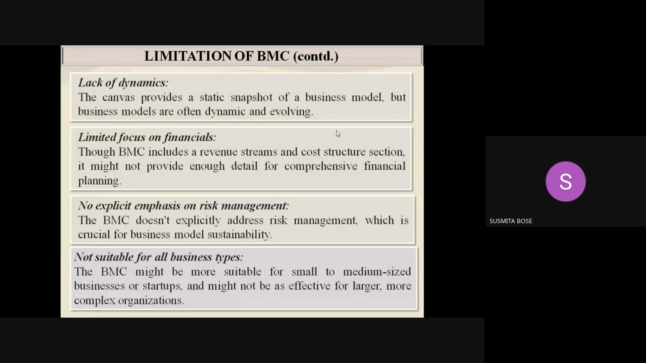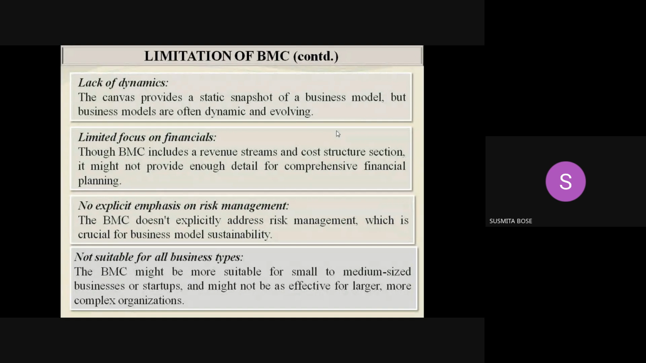Then, lack of dynamics. The canvas provides a static snapshot of a business model, but business models are often dynamic and evolving. It is not that simple. If it is a big business house, it is not that simple. It has many dynamics, many layers. BMC cannot identify or pinpoint those layers.